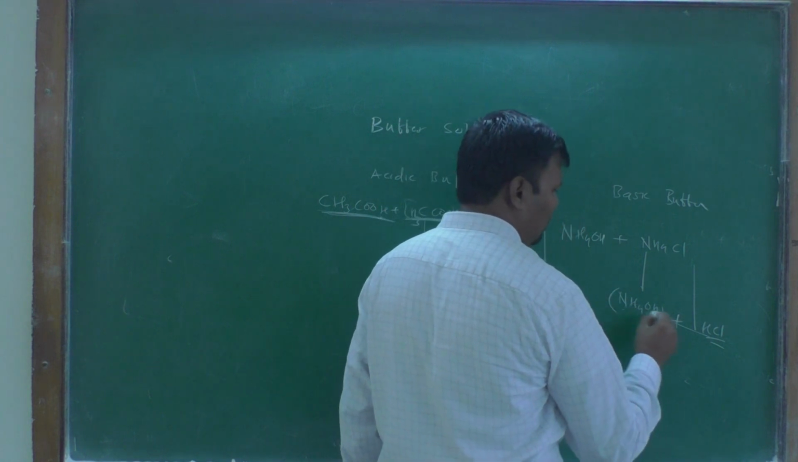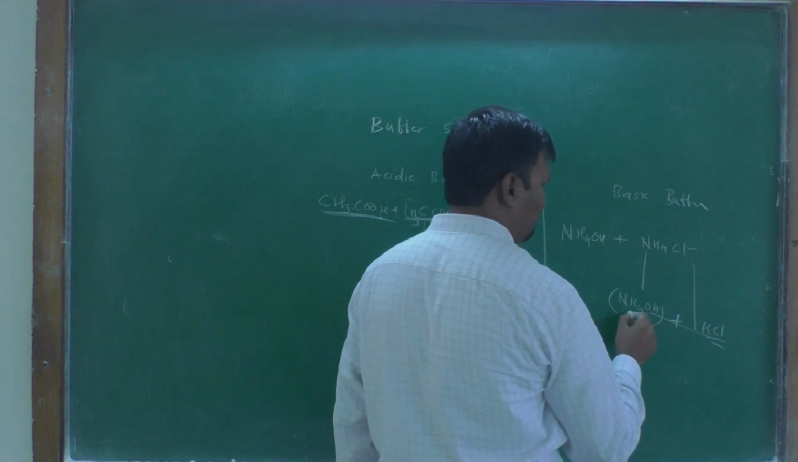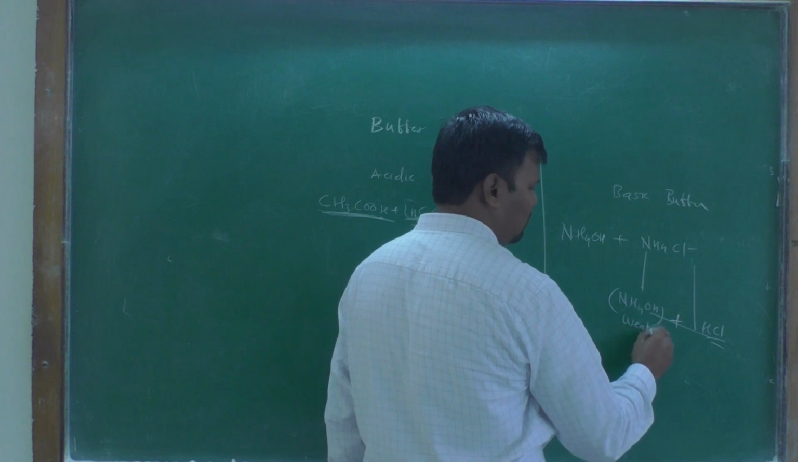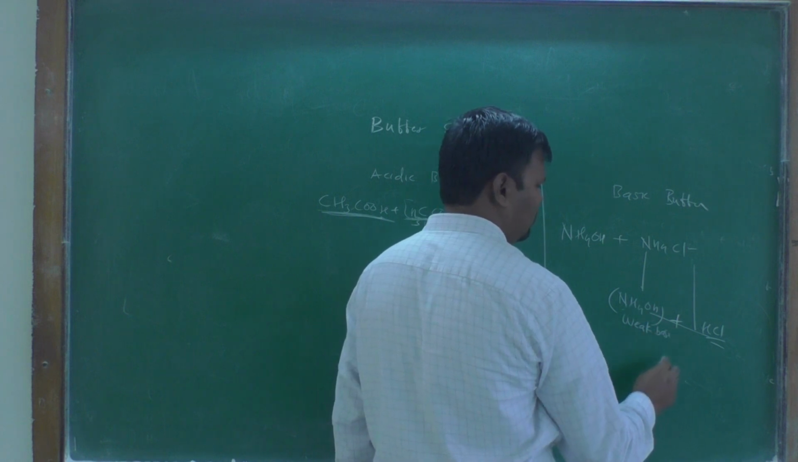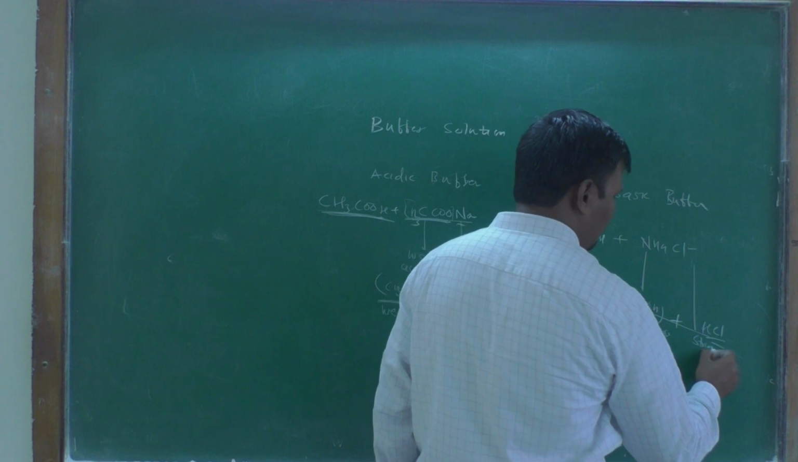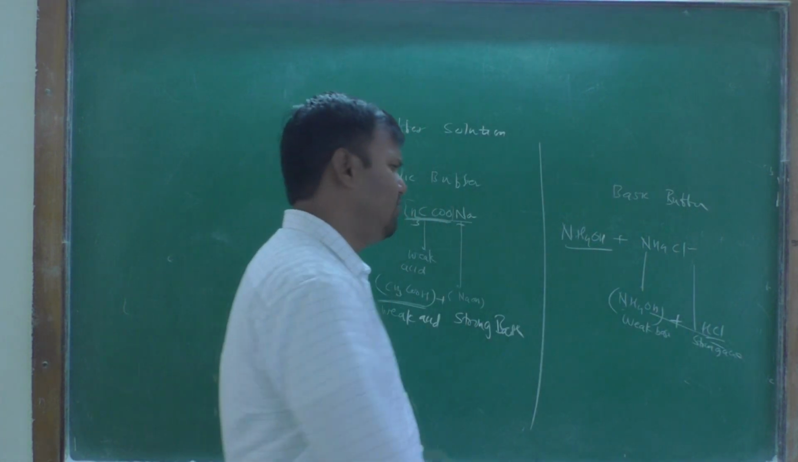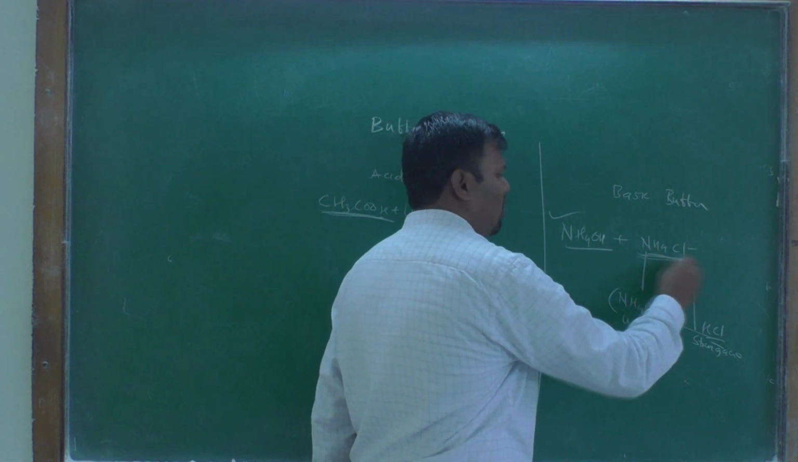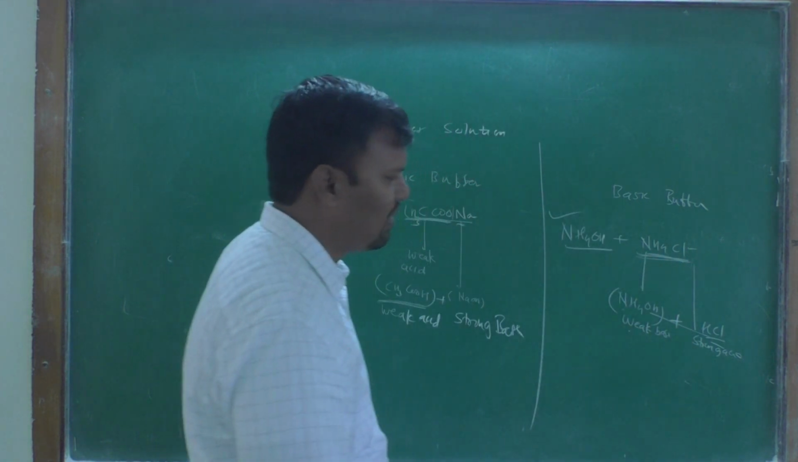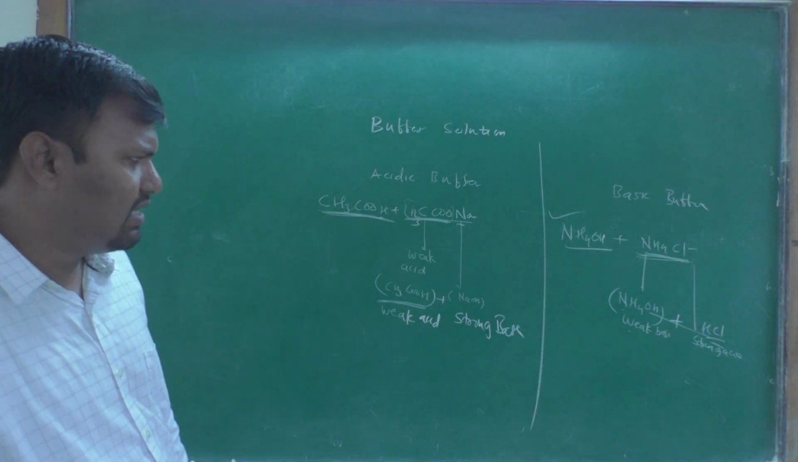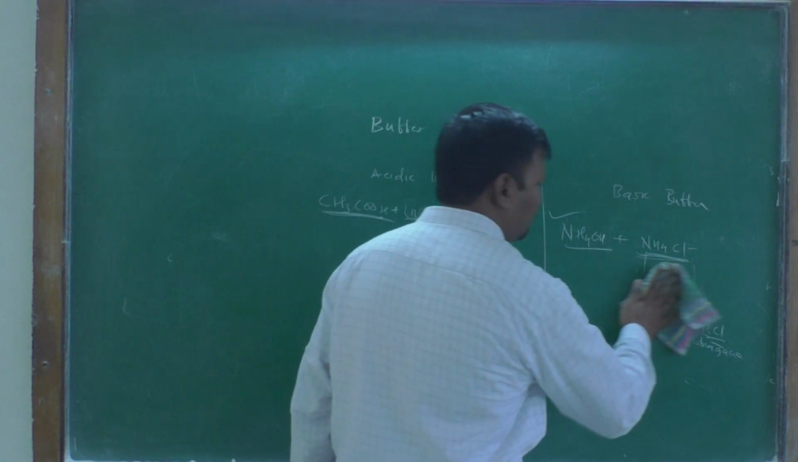Therefore, NH4Cl is the salt of a weak base. Okay, NH4OH is a weak base. Remember, NH4OH is a weak base, HCl is a strong acid. Okay, therefore basic buffer is made up of the weak base plus its salt of the weak base and the strong acid. That is the basic buffer.